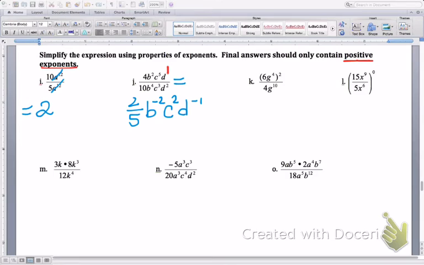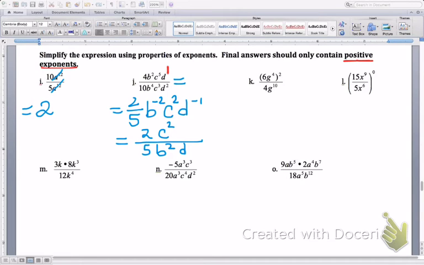Now we're going to rewrite this with all positive exponents. So I'm going to put my big fraction bar. 2 stays on top, 5 goes to the bottom. Since b has a negative power, it's going to move from the top of the bar to the bottom. So it's going to become b squared at the bottom. c squared stays at the top. And d to the negative first, if I want to make it a positive power, it has to move across the fraction bar to the bottom. I'm not going to put the 1 because it's not needed. So this is my final answer right here.